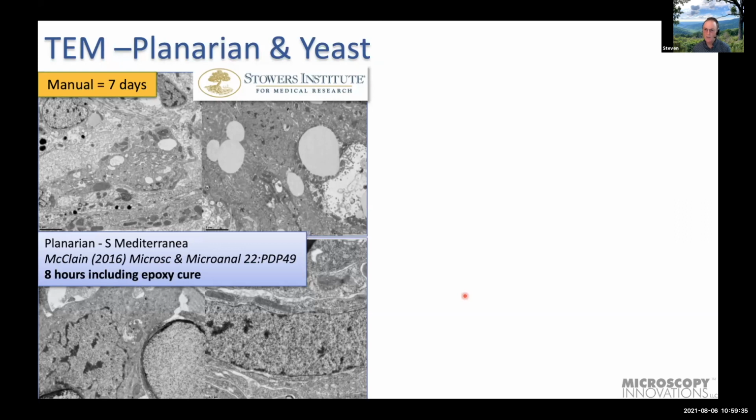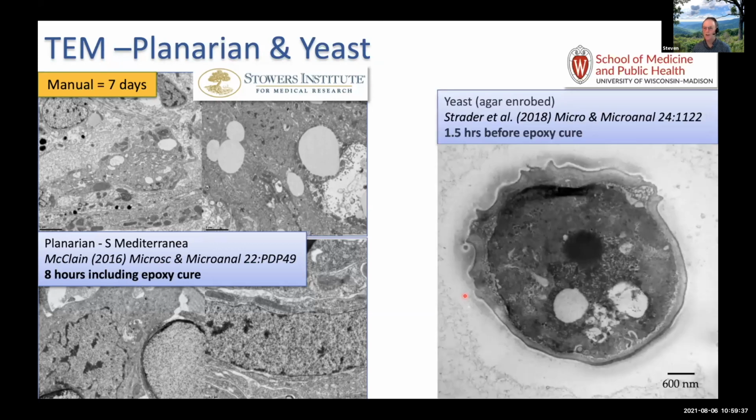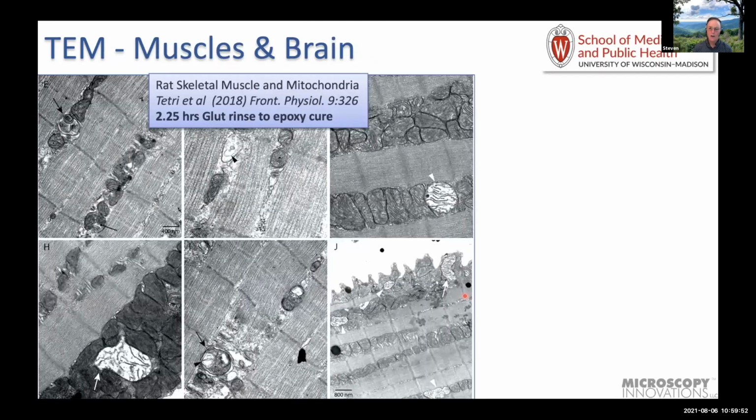Another application of a non-mammalian specimen is shown here of yeast, which was agar enrobed following glutaraldehyde fixation and pelleting, then placed into the capsules and subsequently processed using the ASP in 1½ hours before resin curing.